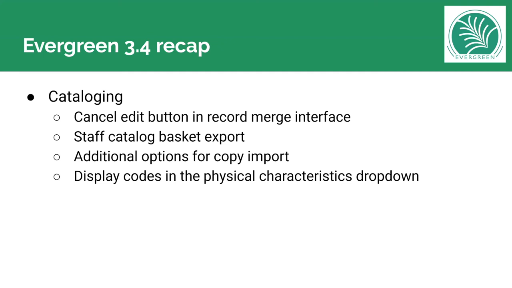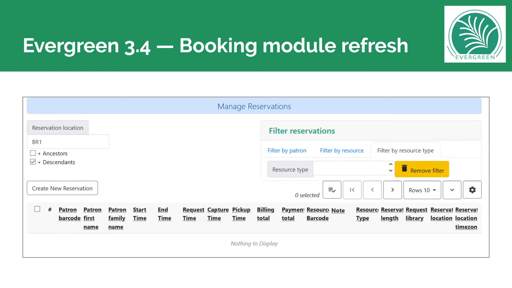The cataloging features in 3.4 do have some nice little additions, including the ability to back out of an edit if you're editing a record in the record merge interface, the ability to export records from the staff catalog basket, some additional options for overlaying copies during copy import, and displaying codes in the physical characteristics wizard. So if we move on to some of the screenshots, this is an example of one of the new booking interfaces, in this case, the Angular interface for managing reservations.